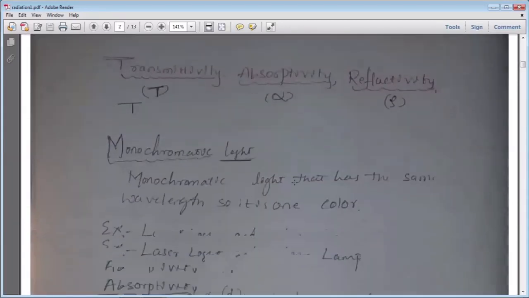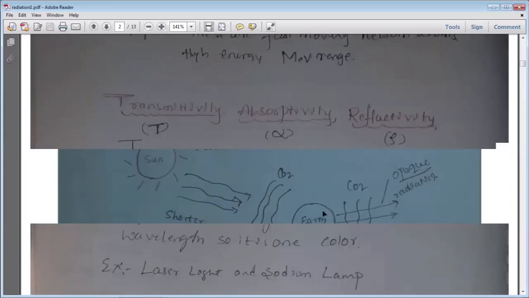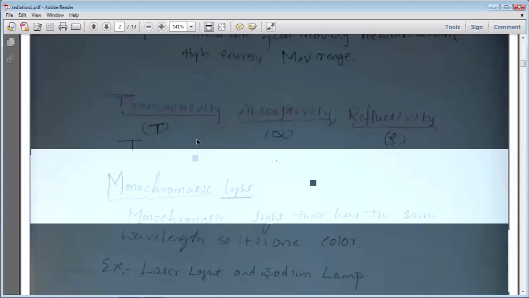Then, if the radiations fall on an object, there is some terminology we need to discuss. If the radiation strikes the object, how does transmittivity occur? What is the transmittivity? What is the absorptivity? What is the reflectivity? If the radiation is incident on the object, then how much of the radiation passes through the material or object?